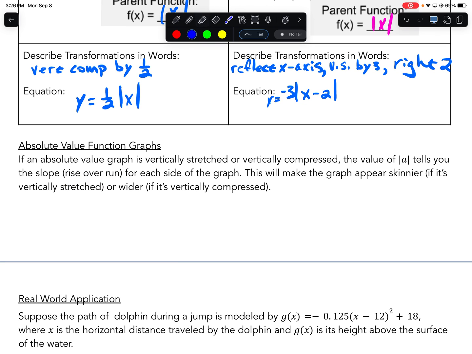I would highlight some of this stuff because it's important. So vertically stretched, vertically compressed, absolute value of A tells you the slope or rise over run for each side of the graph. This will make the graph appear skinnier if it's vertically stretched or wider if it's vertically compressed. Okay?